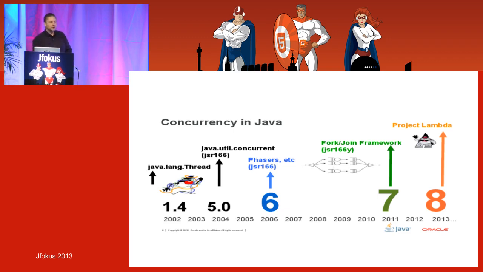And then in Java SE 8, what we're introducing is Project Lambda, and we'll see what that actually means in terms of enabling us to make code more parallel and do it in a simpler, more straightforward way.